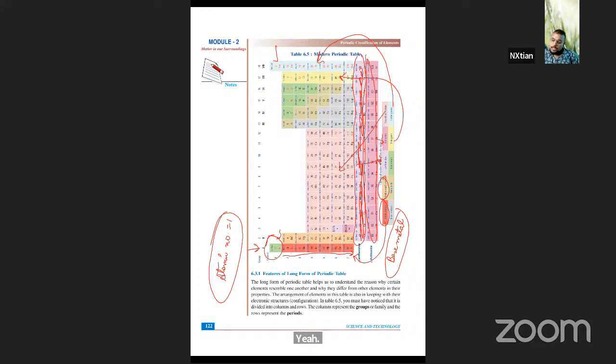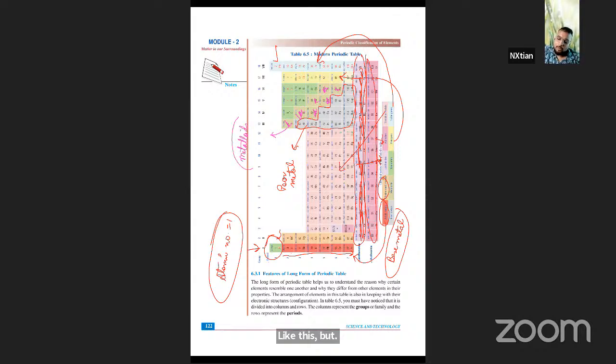Okay. Now this one is called poor metal. Poor metal, why? Because they are very hard to react. But they are metals only. Now you can see this part: boron, silicon, gallium, arsenic, antimony, polonium. So what are the metalloids?